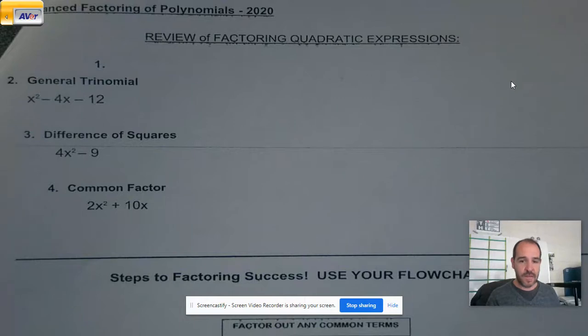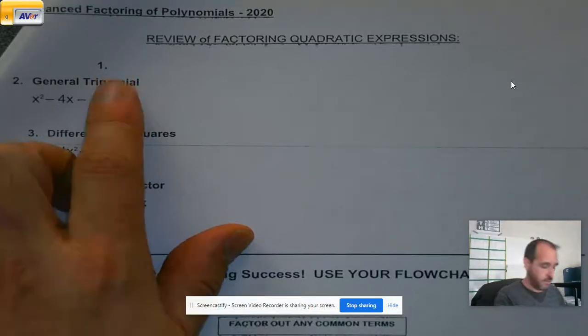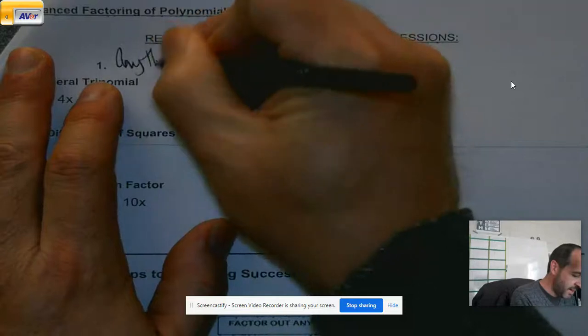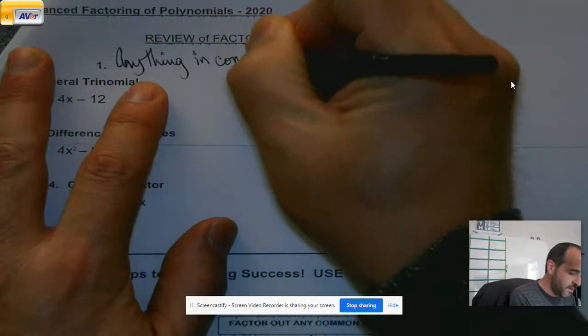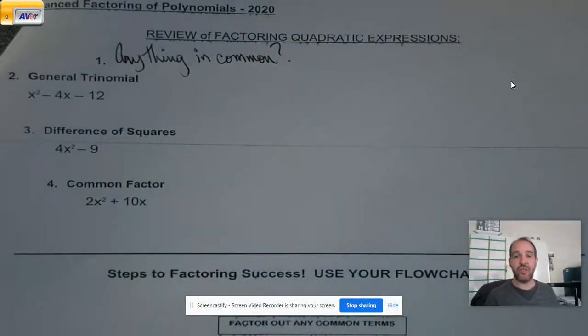Every single time. Number one, I left it blank for a reason. Oh dear, learn how to spell, Hardy. That's why I'm not an English teacher. Anything in common. That's true for coefficients. That's true for variable terms. If there's something in common, we need to get it out of there first. It's going to make our life easier, number one. Number two, sometimes we might need it to do the problem, period. So make sure we always check for that first.